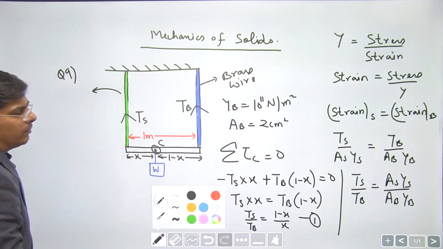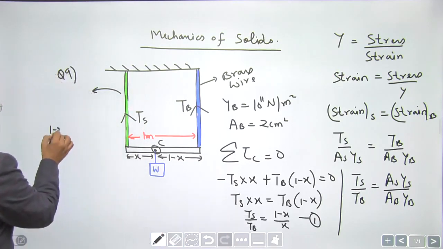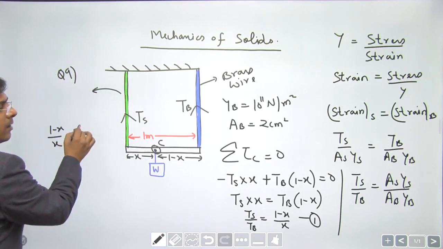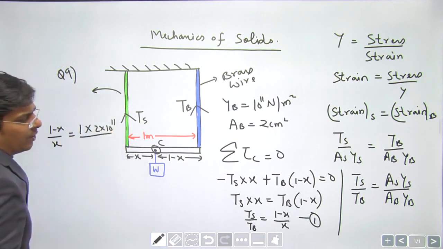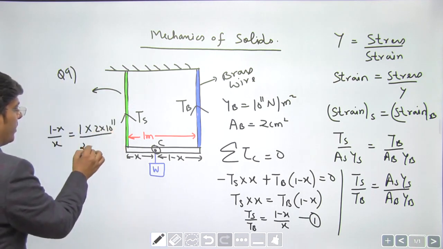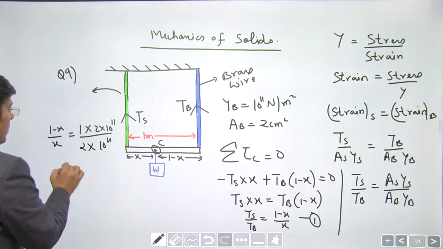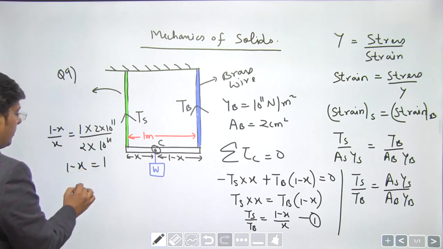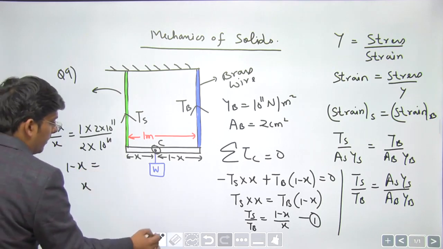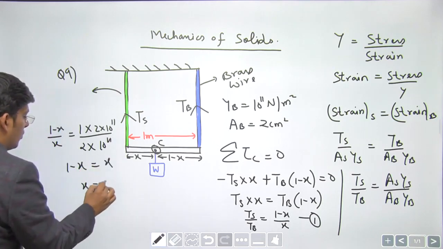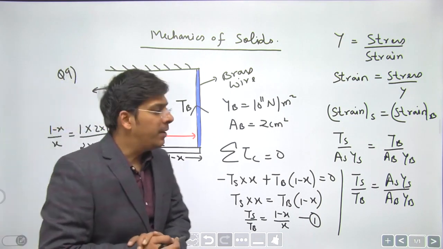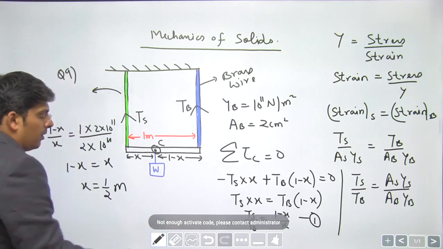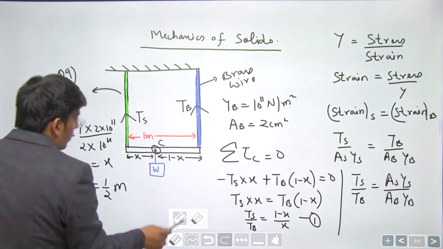So, okay, this is 1 minus x divided by x, area 1, Young's modulus 2 into 10 to the power 11. I have not changed the units since this is the ratio only, units are going to cancel. So 1 minus x is equal to x, right? So x is equal to 1 by 2 meter. For equal strain, weight must be suspended from the midpoint, right dear students? It was indeed a very good question.